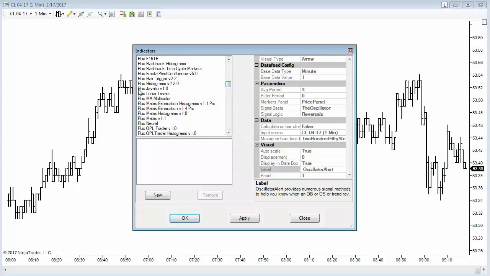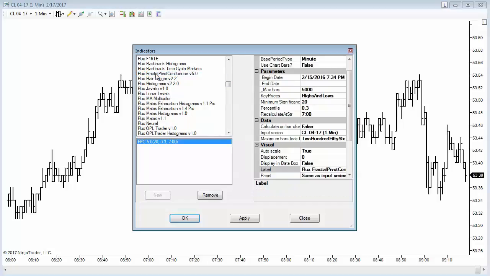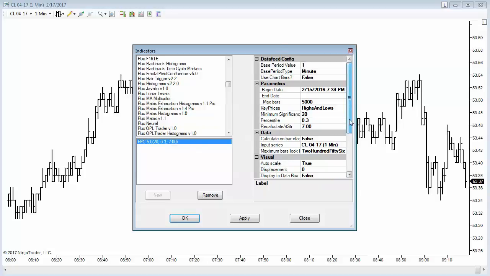So I'm going to scroll down to my NinjaTrader indicators list and search for the FLUX Fractal Pivot Confluence Tool. And as you're following this video later, please follow these steps. I'm going to double click and add the Fractal Pivot Confluence Tool to the NinjaTrader indicator list. When I do that, I have parameters available to me. Here's where things get really interesting.